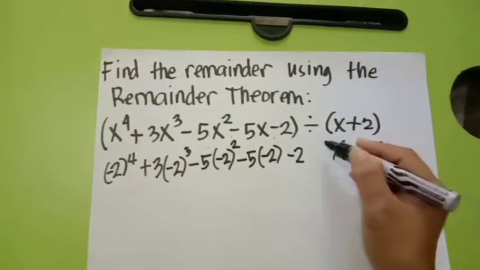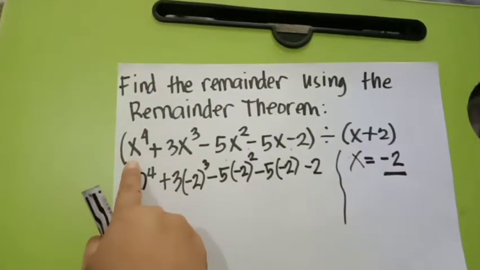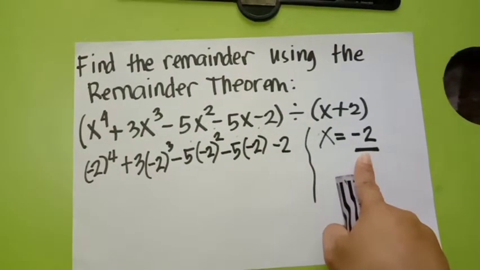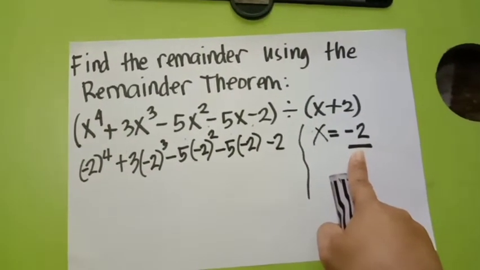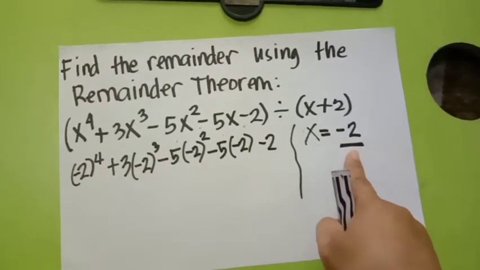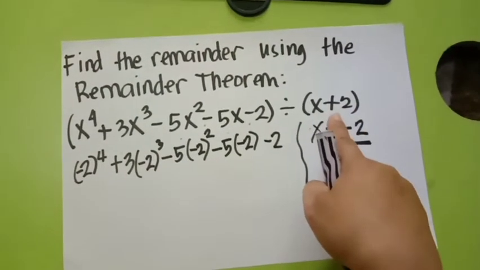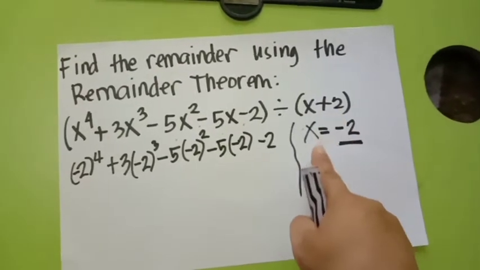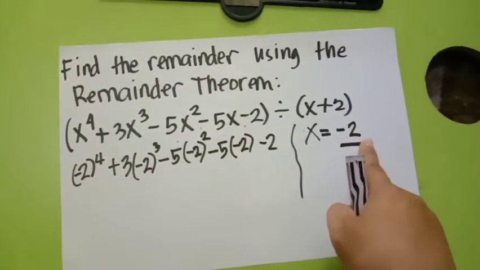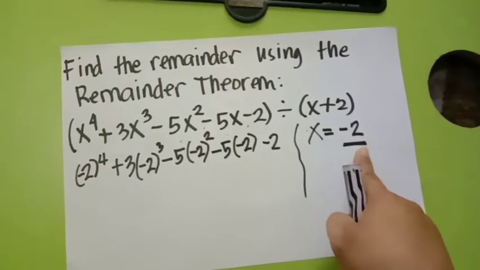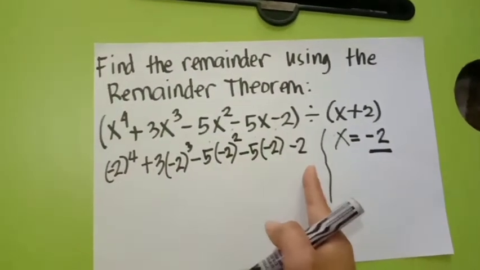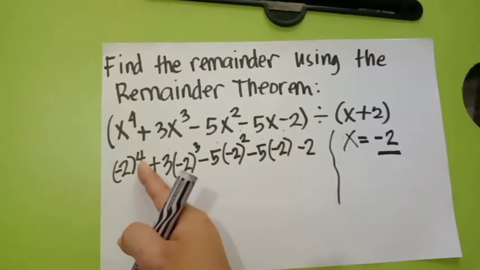So lahat ng x, lahat ng variable x, sinubstitute natin yung negative 2. Saan nanggaling yung negative 2 na yon? Yung negative 2 na yon, doon nanggaling sa x plus 2. X plus 2 will be rewritten as x equals to negative 2 to get the value of c. Then, solve na lang natin to. What is negative 2 raised to the fourth power?